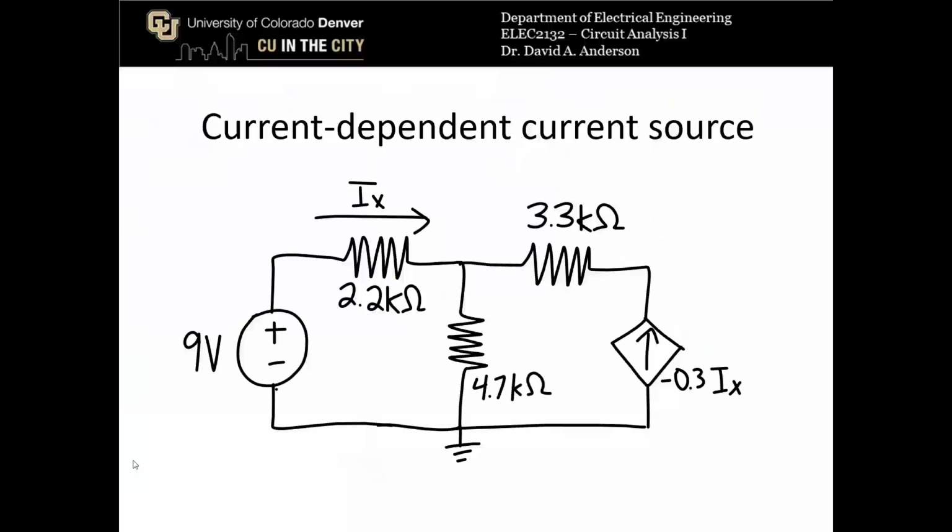All right, now let's talk about a current-dependent current source. This is the same circuit again. I'm going to be using the same current, I sub x, except now I'm using a current-dependent current source with value negative 0.3 times I sub x. So let's go back to LTSpice and change that component out.